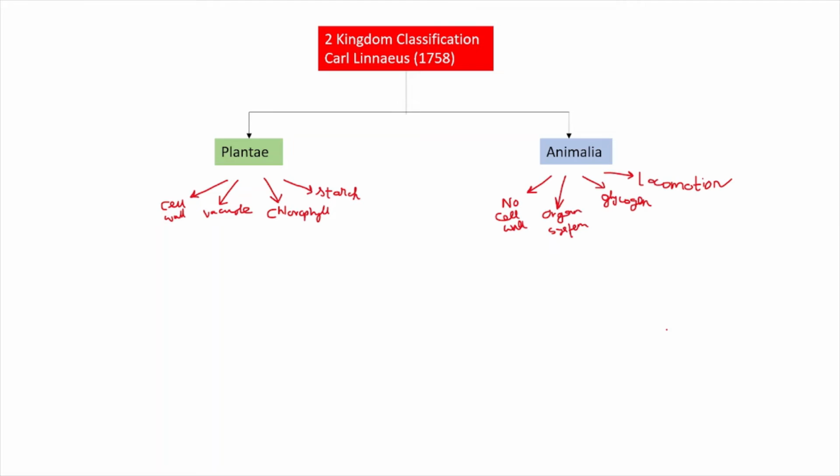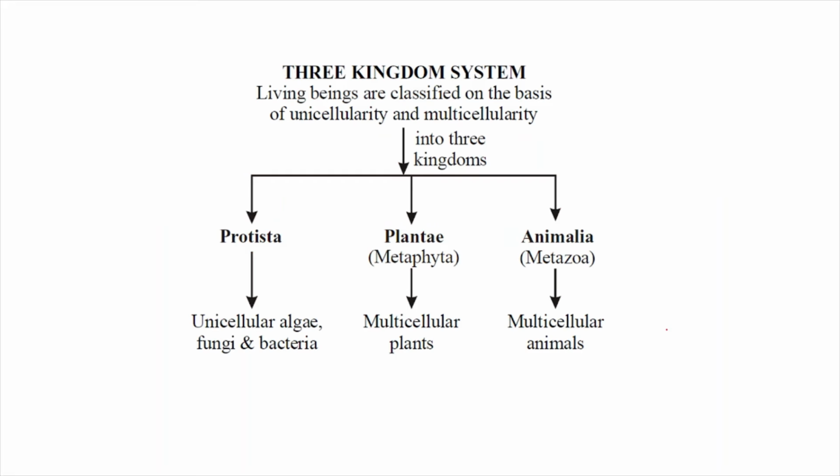So those organisms that had cell wall, vacuole, photosynthetic pigment chlorophyll, and starch, he placed under the category Plantae, and those organisms that had no cell wall, had organ systems like excretory system, circulatory system, respiratory system, reproductive system, or stored food as glycogen, and could perform locomotion, he placed under the category Animalia. So this was the first classification system that was used.